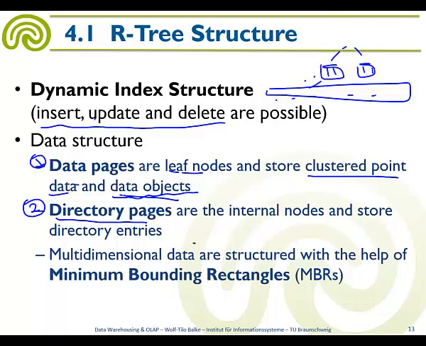In the R trees, data is only stored at the data pages, so only at the leaf nodes. Directory pages are only used for routing within the tree. And lastly, in terms of the geometry used in the R trees, we use so-called minimum bounding rectangles. So we use rectangles to bound the points. And the key word here is minimum.